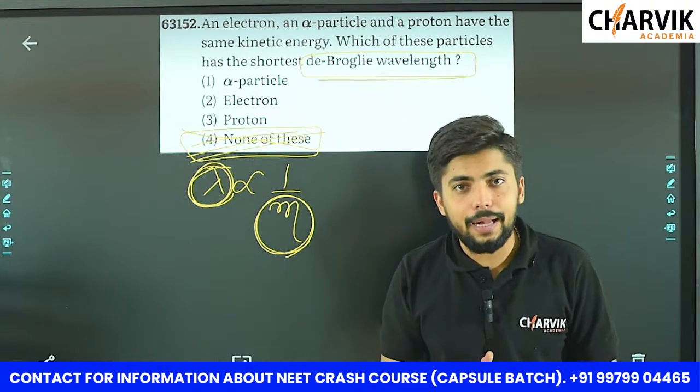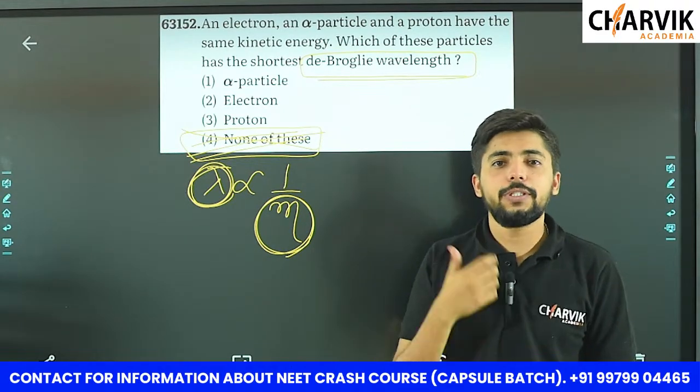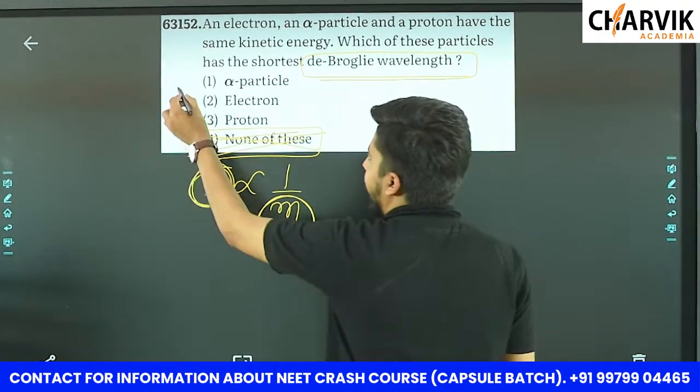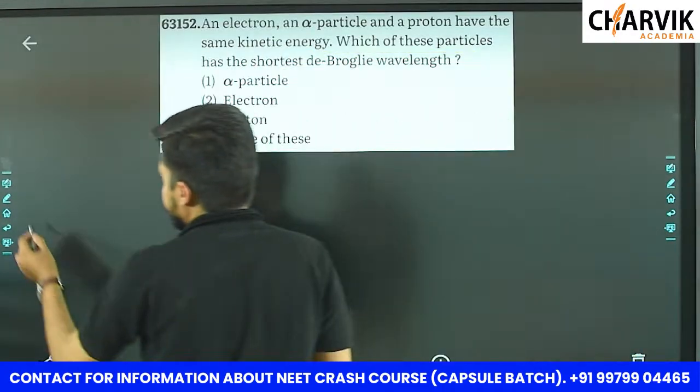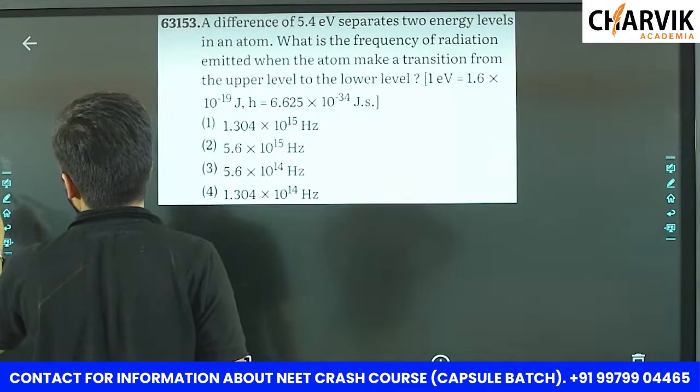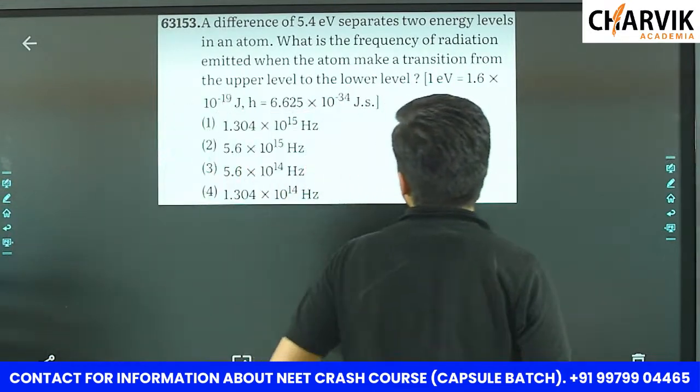What should be the answer, which is having a higher mass? Which particle is having a higher mass? Alpha particle is having a higher mass. So the first option becomes our answer. Okay, move to the next question.